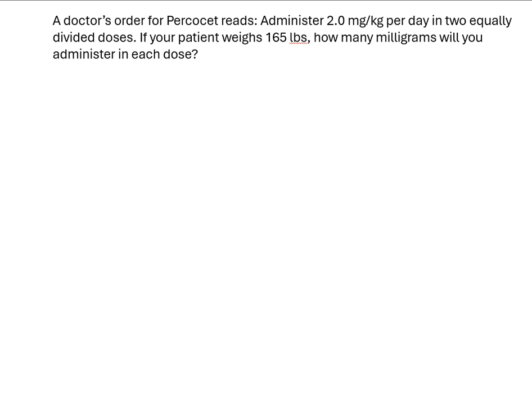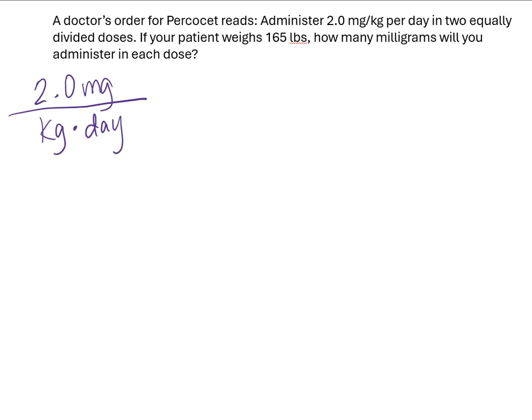A doctor's order of Percocet reads administer 2.0 milligrams per kilogram per day. So the way you would write that, 2.0 milligrams per kilogram per day.